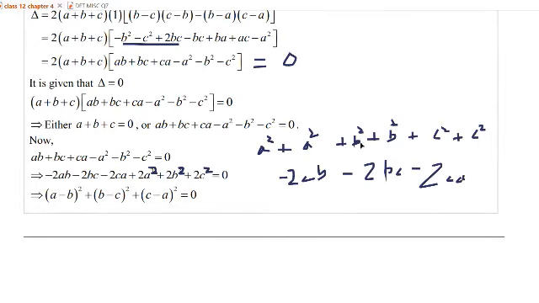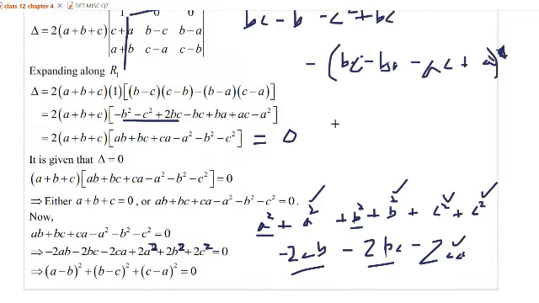So A square plus B square minus 2AB can be written as A minus B whole square. Then A square plus C square minus 2AC can be written as A minus C whole square or C minus A whole square, both are same. And B square plus C square minus 2BC can be written as B minus C whole square, and that is equal to 0.